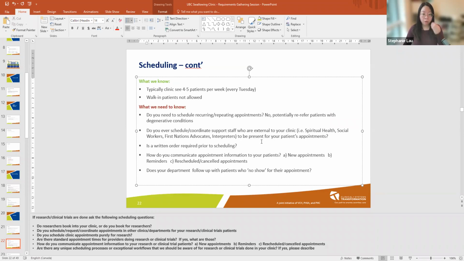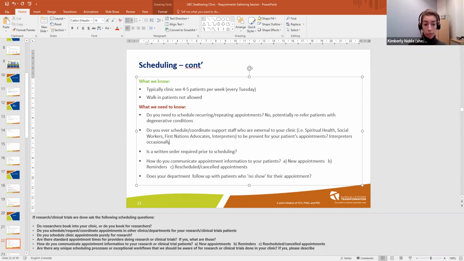Okay. Would there be a need to schedule or coordinate staff such as spiritual health, social workers, First Nation advocates, or interpreters at the appointments? Could be. We definitely have interpreters occasionally. And in terms of the requisition, the referral form is basically the requisition, kind of like that requisition order. Yeah, that would come into play. Okay.